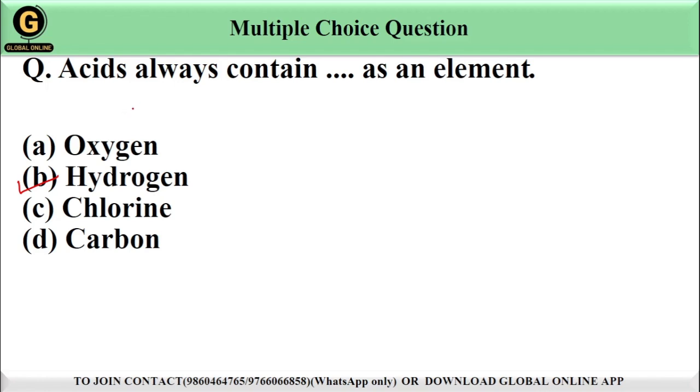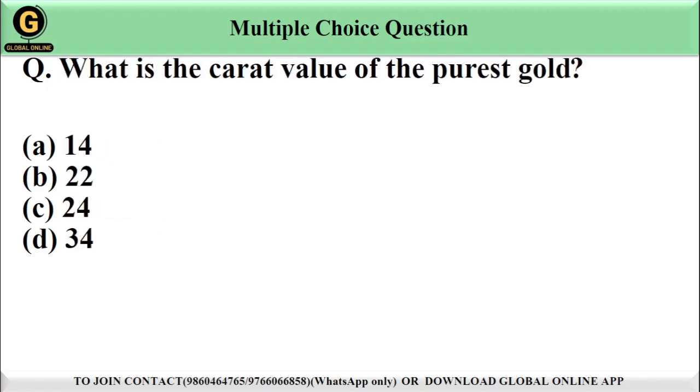Let's move to the next question. What is the carat value of the purest gold? We have options here. Option A, 14, option B, 22, option C, 24 and option D, 34. So guys, the purest form of gold is 24 karat gold, which is 99.9% pure. Gold's purity is measured in carats, where 24 karat gold represents pure gold. 22 karat gold is slightly less pure and 14 karat gold has more alloy mixed in it. 34 karat does not apply as a standard for measuring gold purity. So the correct option will be option C, 24.